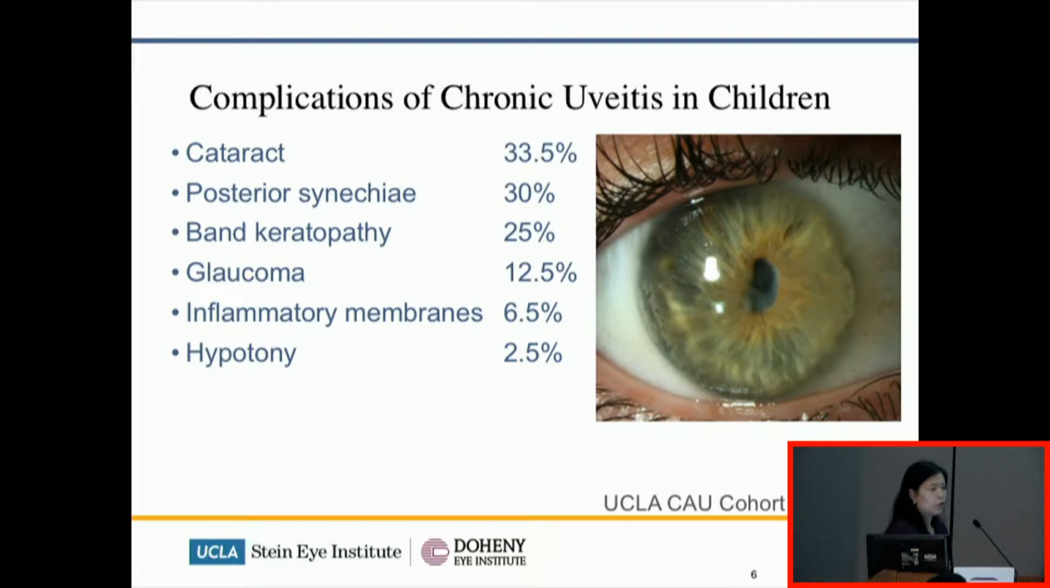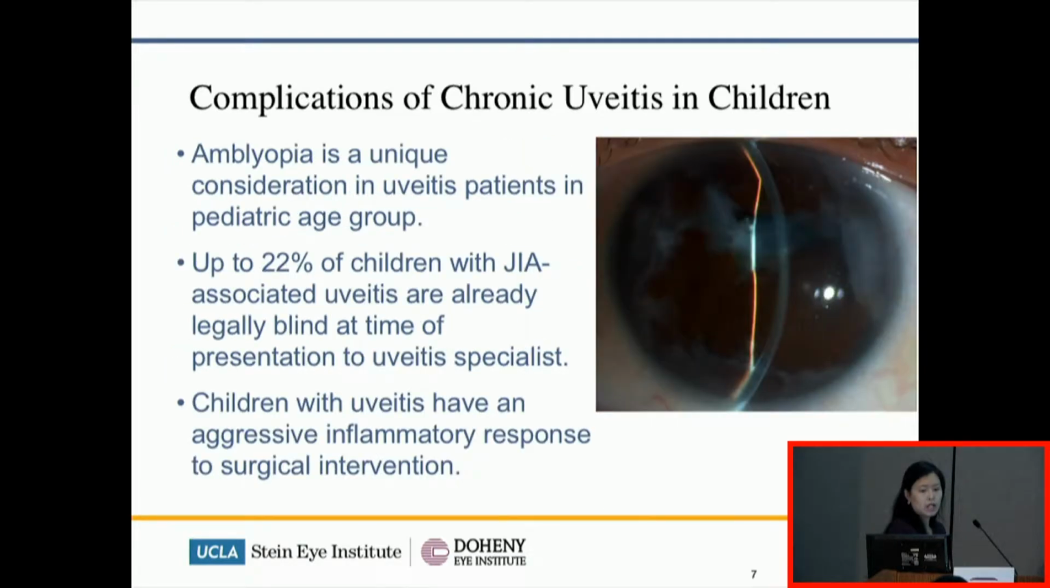So in our cohort of patients referred to UCLA, the complications of chronic uveitis are listed here, and you can see that if a child in the amblyopic age range had any of these complications, these would cause visual compromise and potentially amblyopia. And these complications tend to occur early in the course of the disease and are associated with vision loss. So because we're talking about kids, amblyopia is a unique consideration that we don't need to worry about in adults.